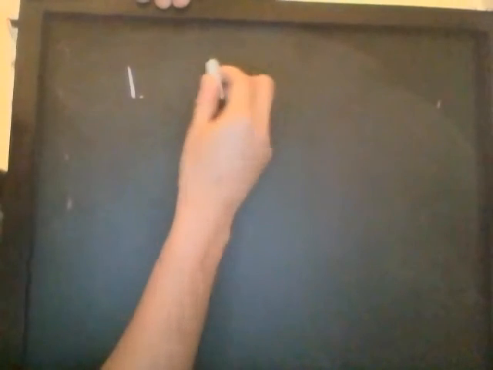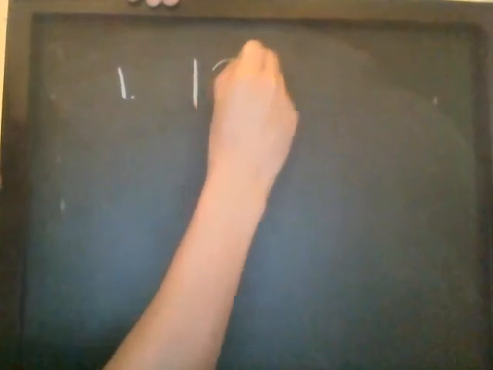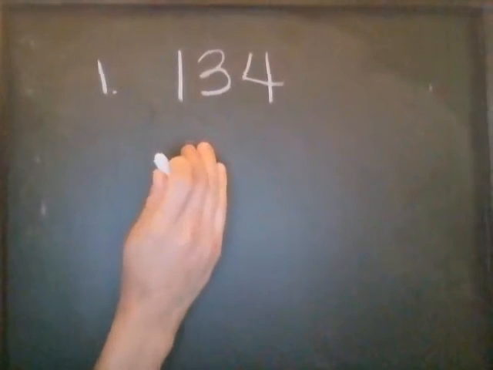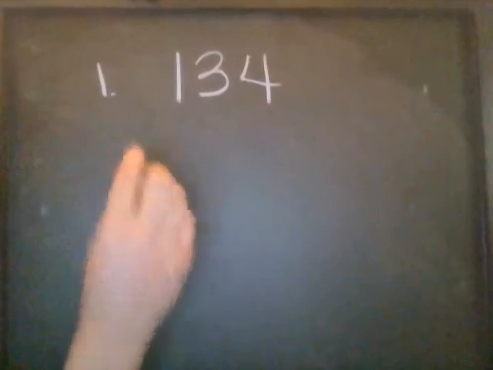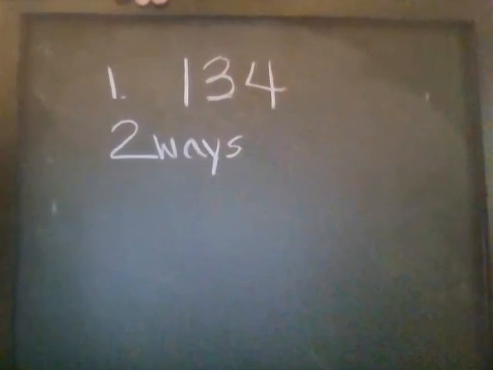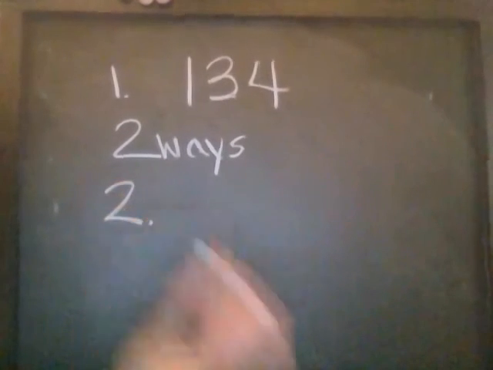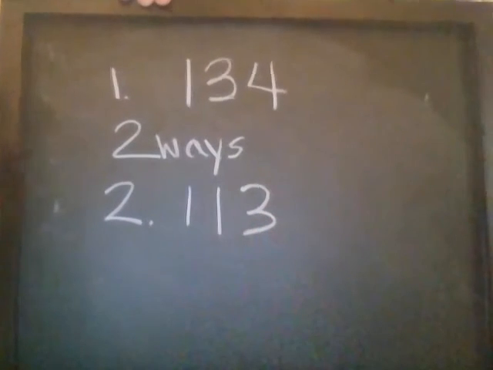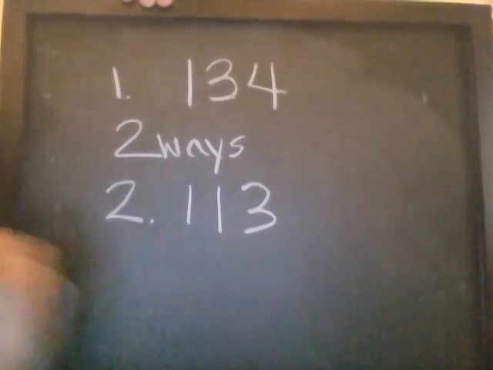So, I'll email it in there, but I'm going to go ahead and tell you which ones to do. So, do number 1. Let's do one that's kind of simple. Same thing, okay? I want you to try to represent the number 134, okay? So go ahead and draw the picture and then give me at least 2 different ways. 2 ways to represent this number. Okay? Then for number 2, let's do 113.